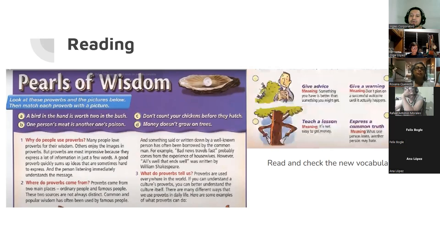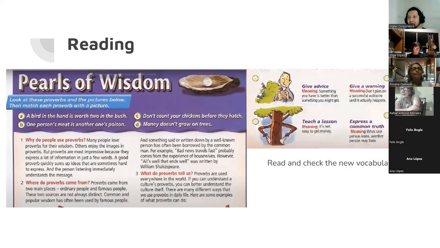Now, letter C, it's don't count your chickens before they hatch. What is the meaning of that? Don't count. No cuentes tus pollos antes que ellos, ¿qué? Hatch, no, I don't know. Hatches, when they... Cuando revientan, cuando nace el pollito, ¿verdad? Okay, don't count your chickens before they hatch. O sea, que no hay que hacer cuentas de lo que uno aún no tiene, ¿verdad? Very good. And the last one, money doesn't grow on trees. El dinero no crece en los árboles. Exactly, money doesn't grow on trees. Very good.